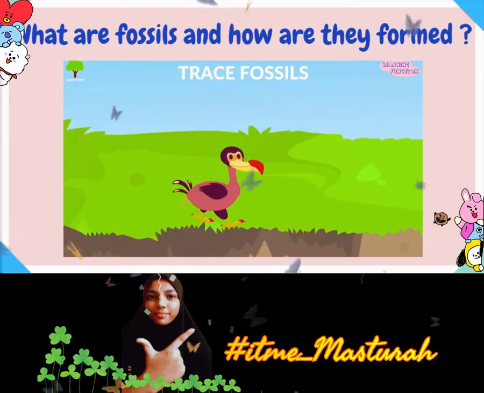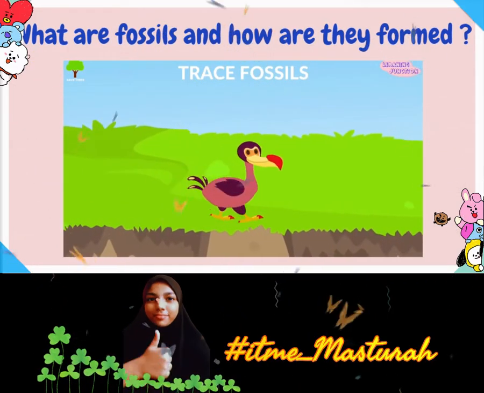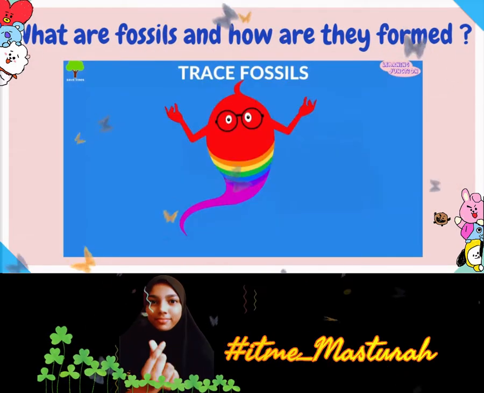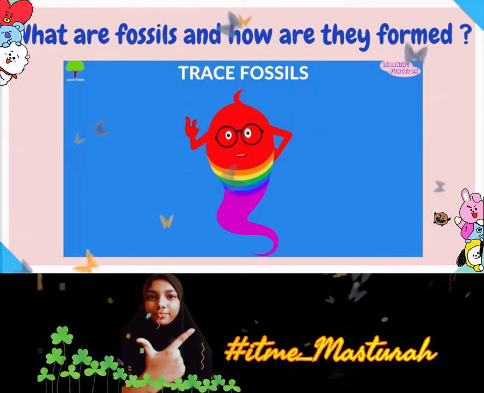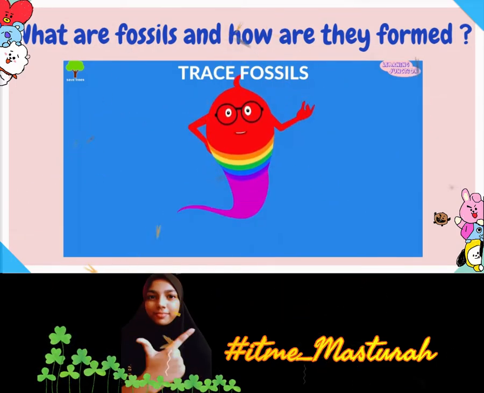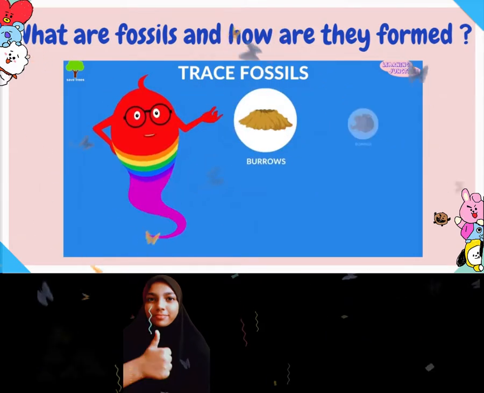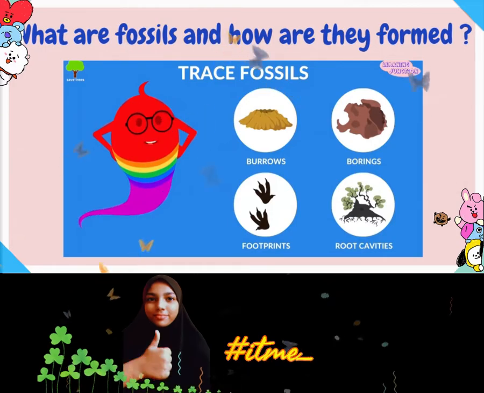Ancient fossilized homes of animals tell us about how and where ancient animals lived. Any fossil that explains the activity of ancient creatures is a trace fossil. Examples: burrows, borings, footprints, and root cavities.